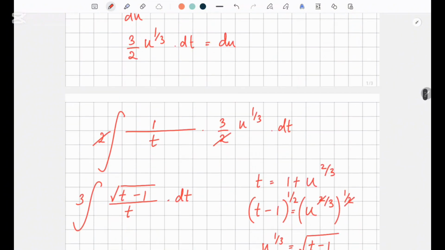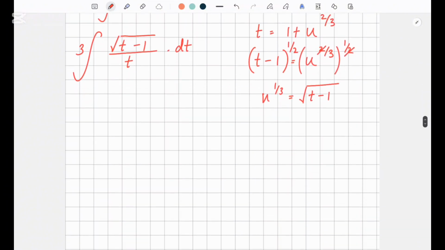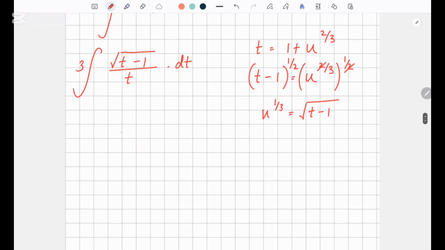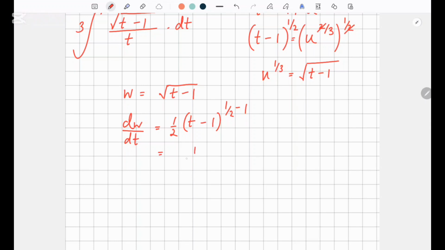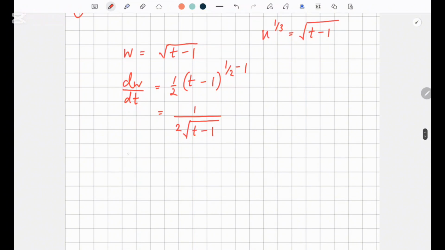So we got 2 substitutions so far, and guess what? Let's go for the third substitution. We'll take a substitution of w equals root t minus 1. So dw over dt equals t minus 1 to the power half. Half comes down, this is half minus 1, right? And the differentiation of t minus 1 is 1, so that won't matter. So you can write this as 1 over 2 root t minus 1, right? So 2 root t minus 1 dot dw equals dt.